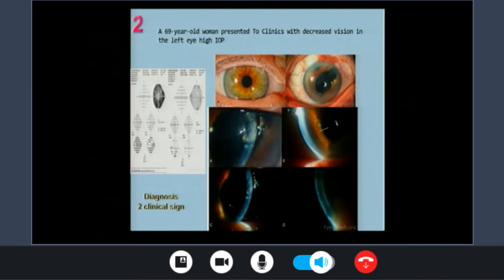Finish. You see the arrow pointed to something here. The arrow pointed to something. This is one of the clinical signs. Yes. Iris.